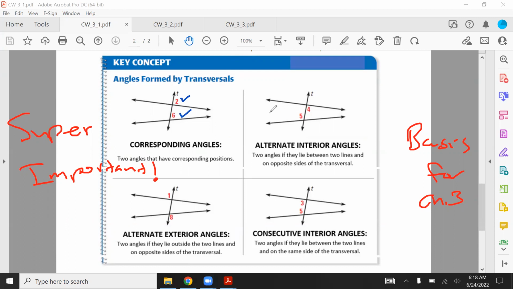And the best way to think of that is that you have an angle formed between the red line and the blue line, and another angle formed between the red line and blue line. We call those corresponding angles because they have corresponding positions. And a transversal, just so you know, is a line that passes through two lines.